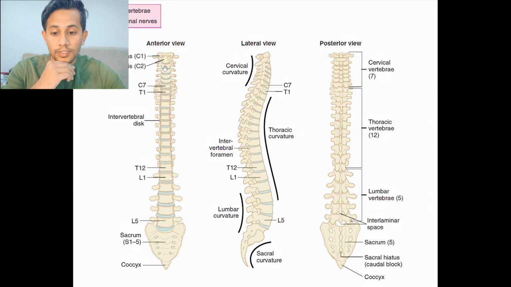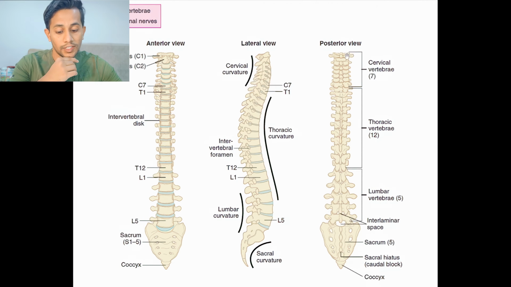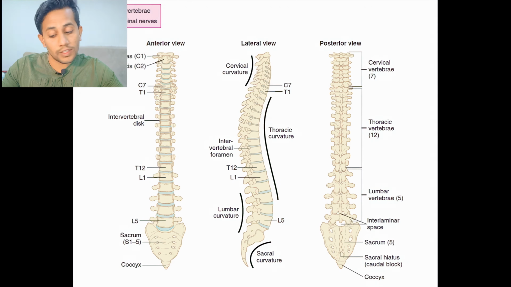Another interesting thing to notice is, if you look at the spinal cord or the vertebra from the anterior view, you would be able to see the intervertebral disc. However, if you look from the posterior view, you should be able to take a look at the spinal cord. So let's begin.